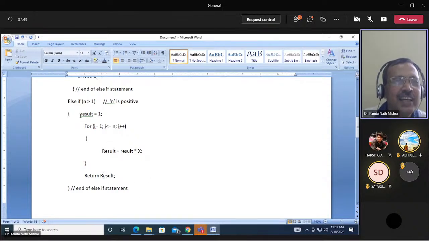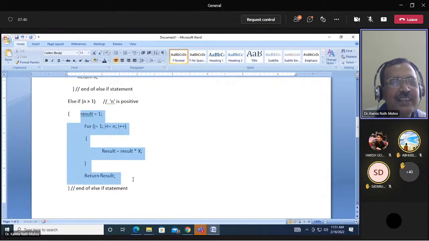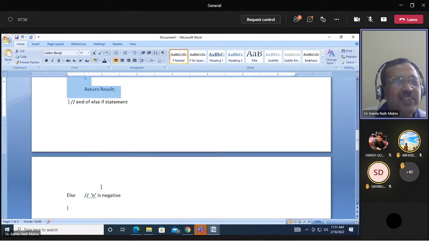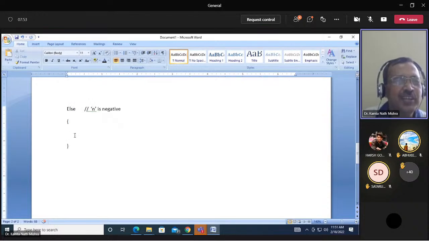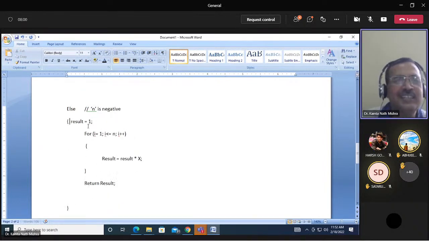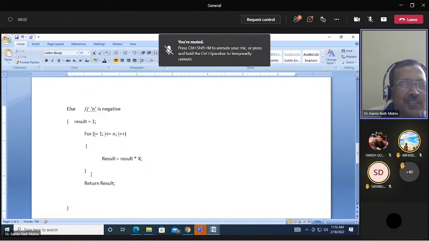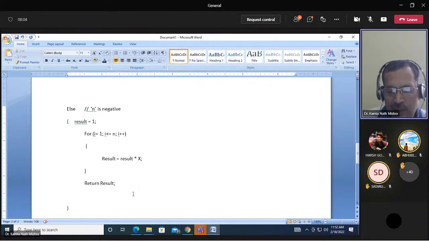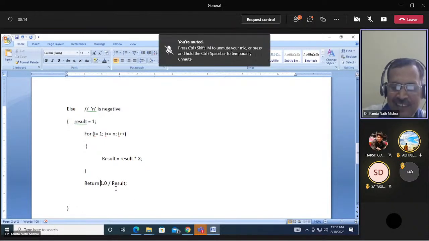One way is that you copy the same thing here, and instead of returning the result, you can return the reciprocal of the result. Another method was given: instead of that, we can return 1.0 by result. Any other method? Sir, instead of multiplying, we can divide it.